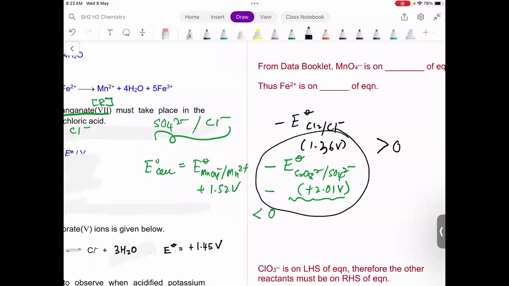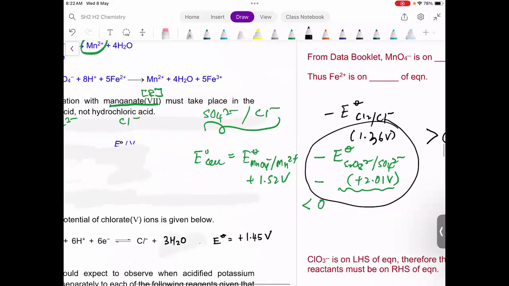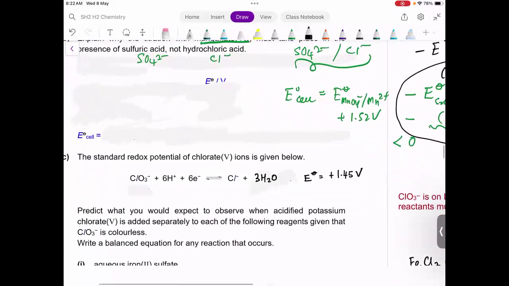So far so good? This topic should not be so confusing, quite straightforward. Okay, I move on. Let's look at the next part.